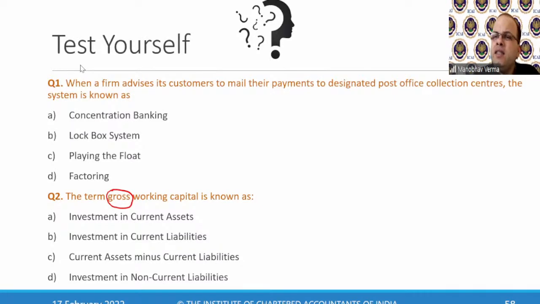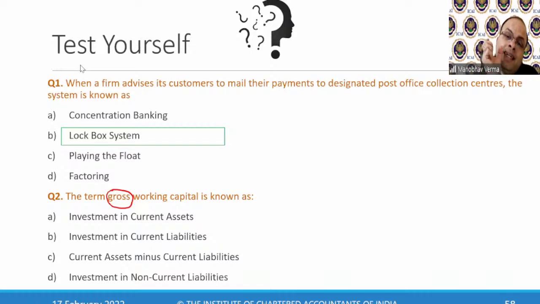I think that the current assets probably, and the net working capital would be just a working capital, or current assets minus current liabilities. So I think you guys are spot on as far as question number 1 is concerned. More or less everyone said answer B, except for a couple of students who were confused between a concentration banking and a lockbox.